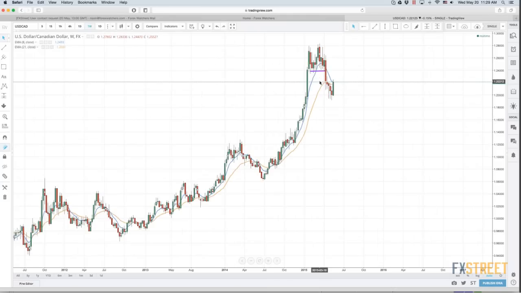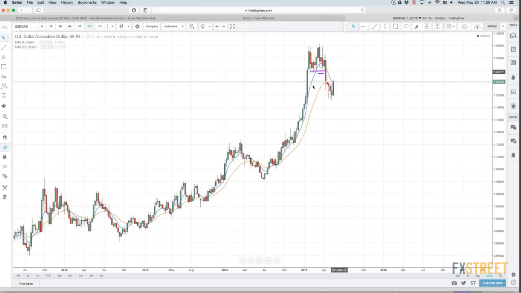So notice the amount of time a support is held makes a difference. The more eyes watching it means there's more orders placed just below. You've heard of breakout traders, right? Oh, I love those guys. You know, they really spend money for us.